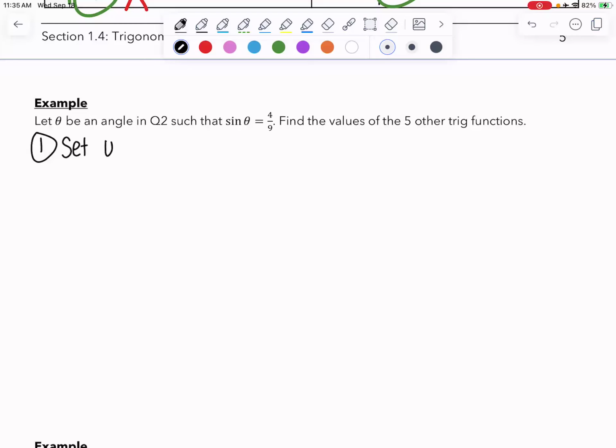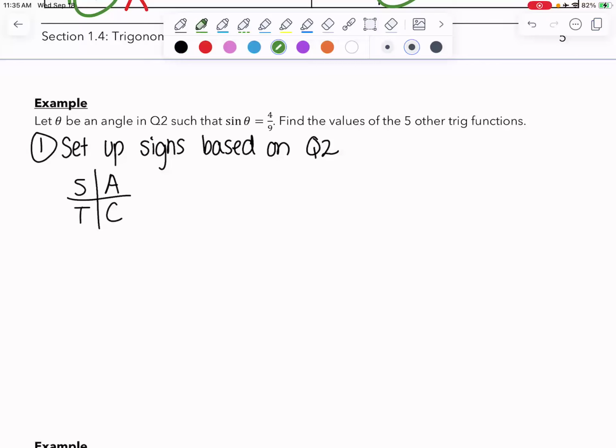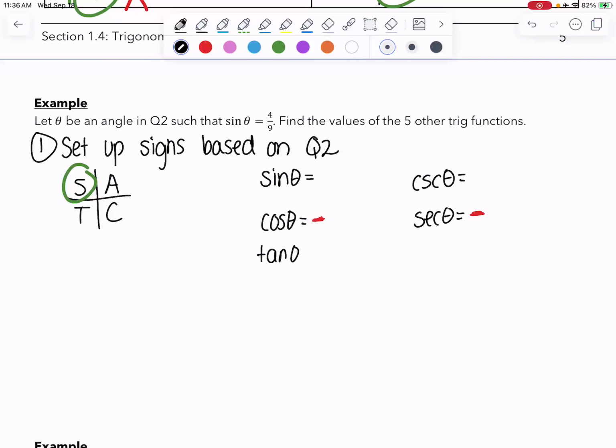We'll set up signs based on quadrant. All students take calculus. We are in quadrant 2. So that means sine of theta and his soulmate, cosecant of theta, those are the only two that are going to be positive. Cosine of theta and secant of theta, those are both going to be negative. I'm just going to put the negative there to begin with. And then tangent of theta and cotangent of theta, those also need to be negative because they're negative in quadrant 2.